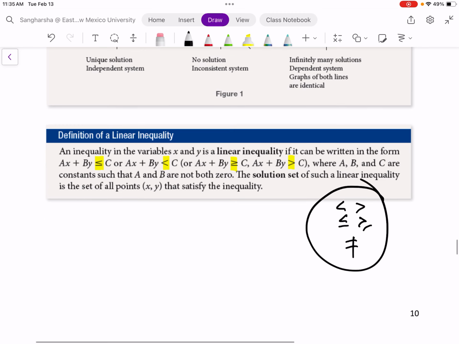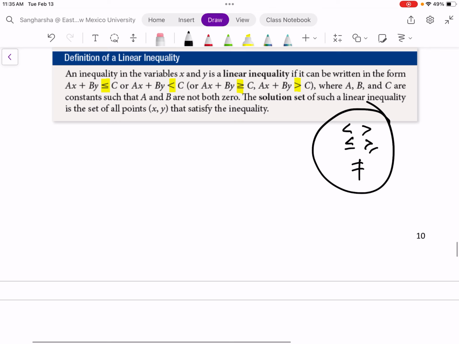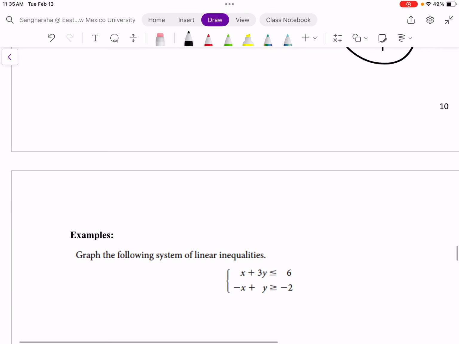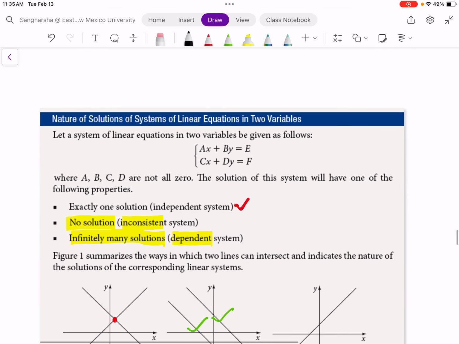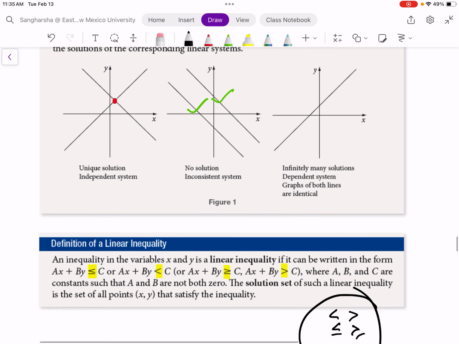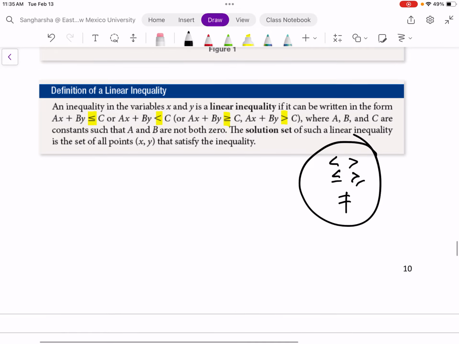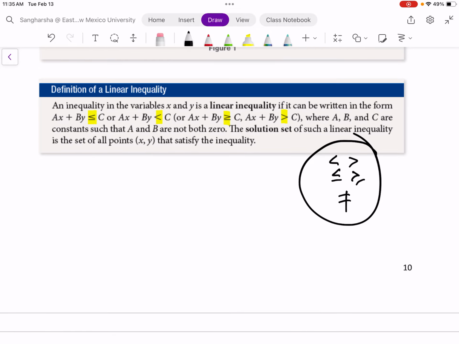Now here we use the graphical method. For the linear equation we had the elimination method, but you can still use a graphical method. In order to solve the system of linear inequality, we use a graphical method, and it's the same thing. Solving means we are trying to find the common solution for the system of linear inequality.